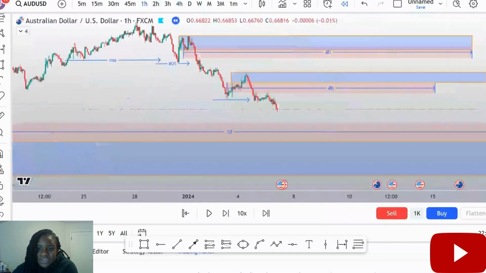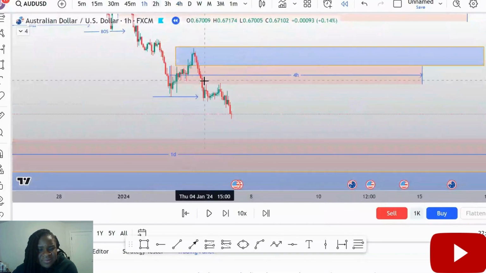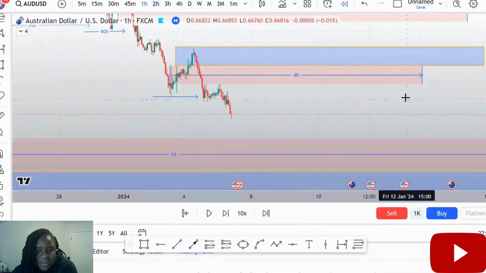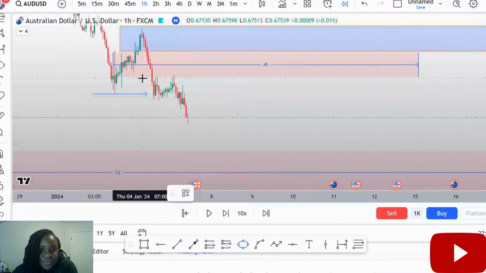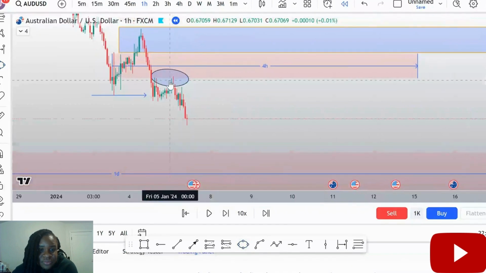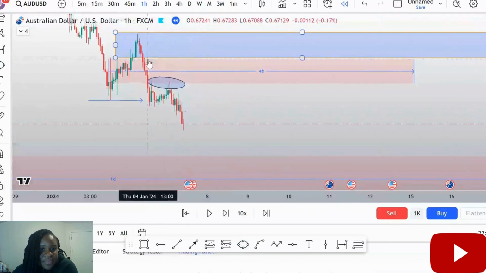On my 1 hour chart here, you can see that is a break of structure, a shift in market structure, a minor one here. This is the liquidity because this is a double top. You can see it very well here. That's a double top there.